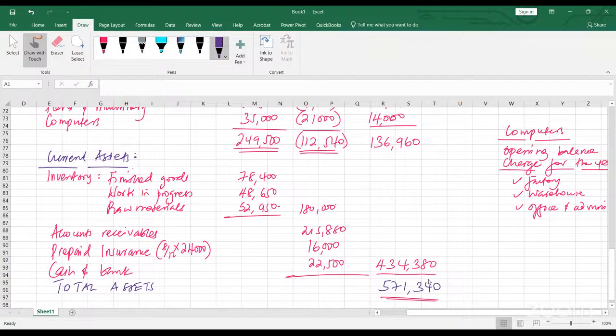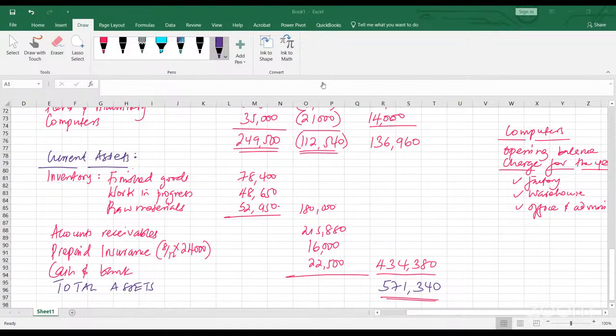Try to check and see. Maybe there is a mistake somewhere. Christine, how much is your assets figure? Joy, how much is your assets figure? Share with us your assets figure in the chat box before we move to equity and liabilities. Patricia, try to check. Susan, 571,340. Yeah, 571,340. That is our total assets figure.